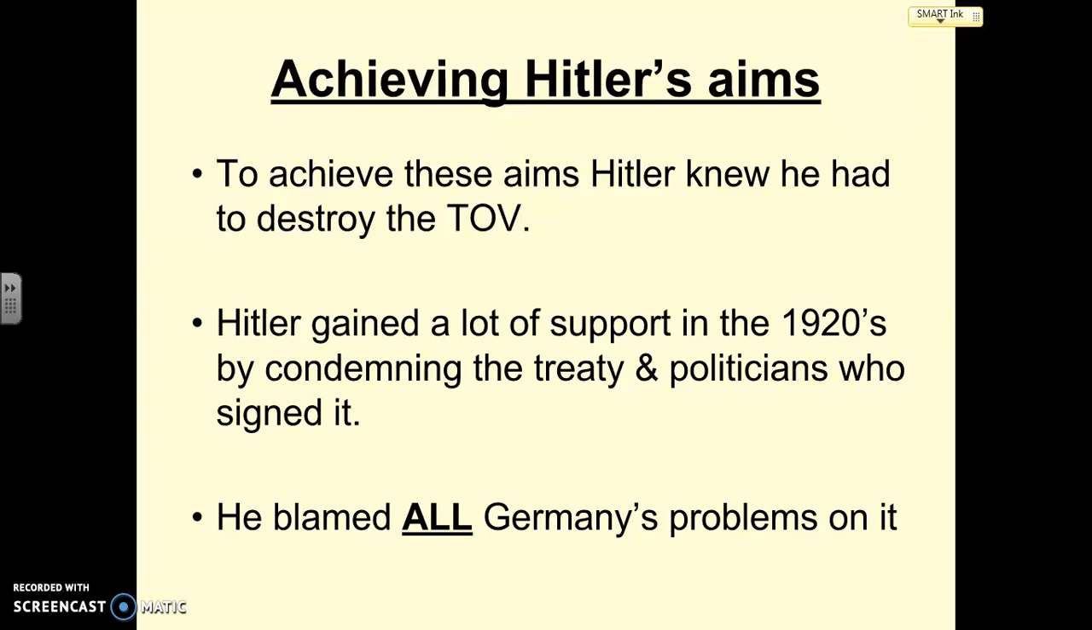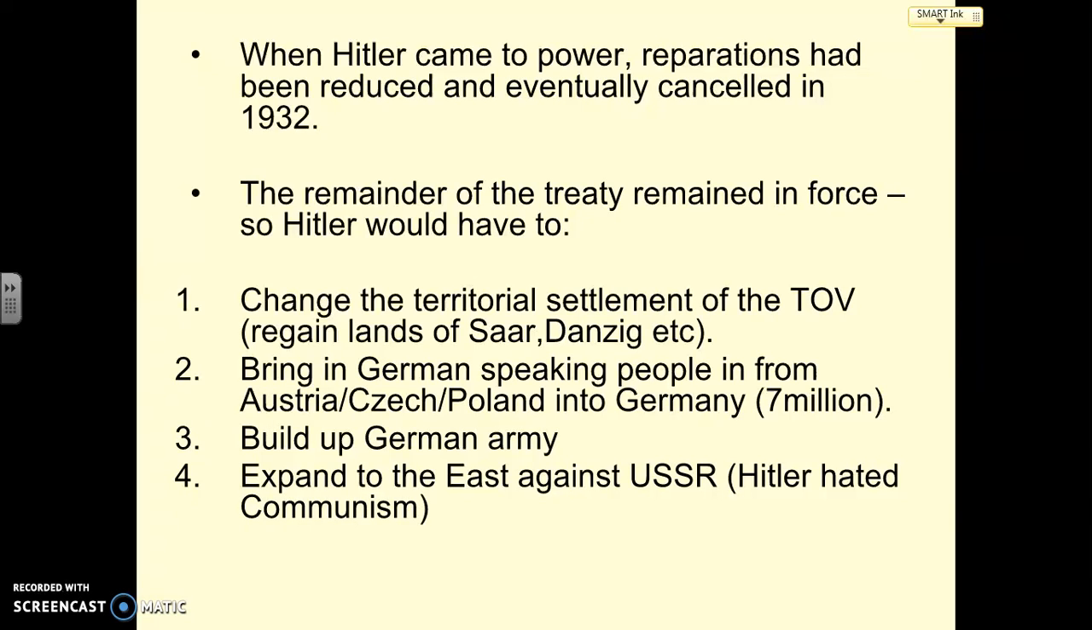He basically blames all of Germany's problems on the treaty. It doesn't matter if it's not the fault of the treaty or not. If there's a famine, famine's not the fault of the Treaty of Versailles. Famine is a result of weather. But Hitler is still going to spin it and blame it on the treaty somehow. Any problem that Germany has, that's what he's going to blame it on.